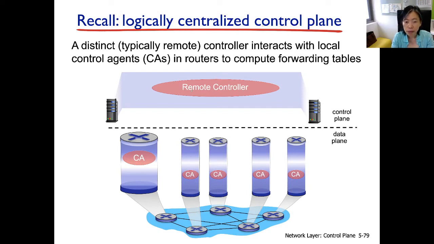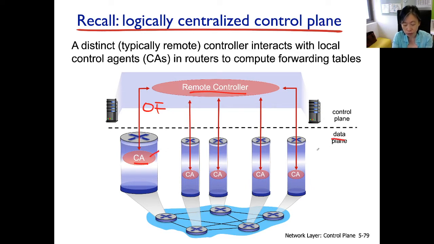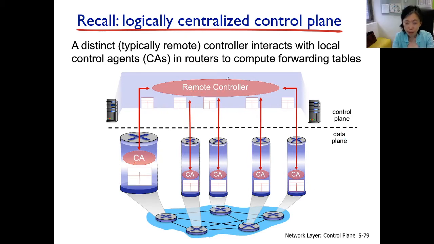Now, the remote controller establishes these OpenFlow channels to the control agent. This is actually inside the data plane of the router. And this is also the channel that allows the remote controller to install these flow tables into the data planes of the routers. Let's pause here and ponder a little bit more.